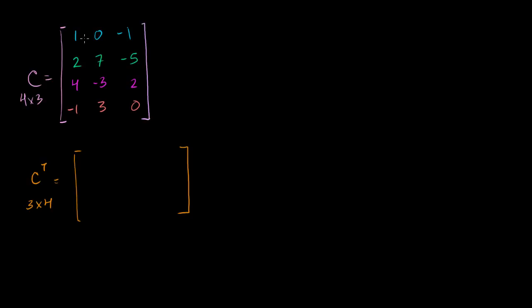And that first row there is now going to become the first column. 1, 0, minus 1. The second row here is now going to become the second column. 2, 7, minus 5. I didn't use the exact same green, but you get the idea. This third row will become the third column. 4, minus 3, 2. And then finally, the fourth row will become the fourth column. Minus 1, 3, and 0.